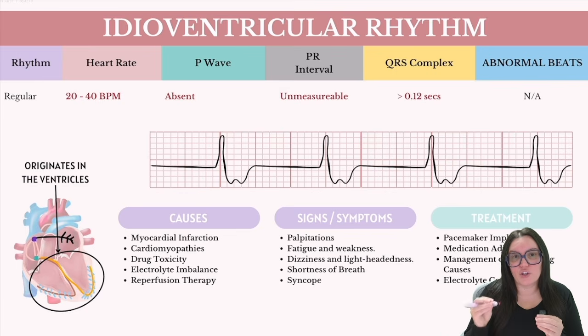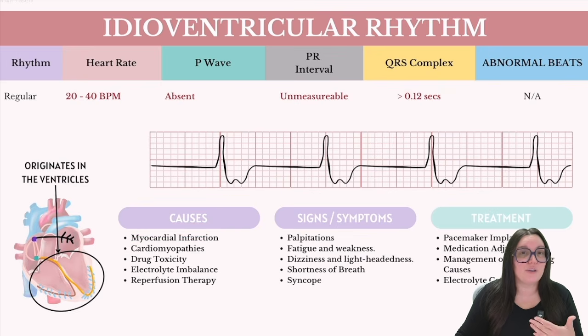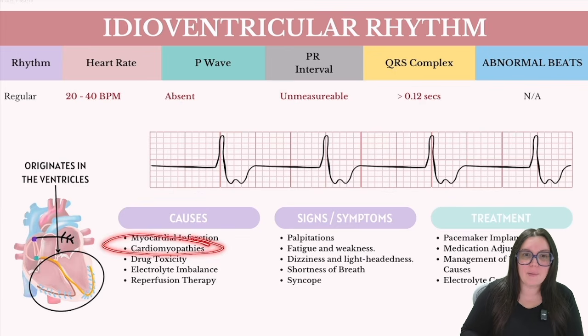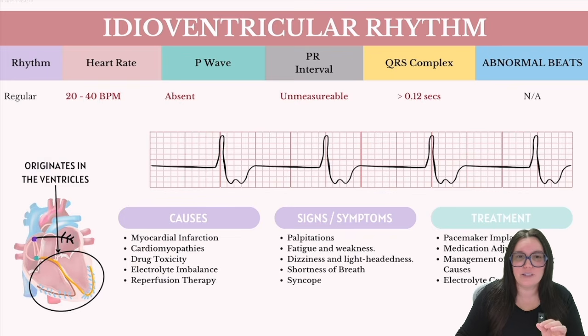So let's talk about the causes. Idioventricular rhythms can occur due to several serious conditions, one of them being a myocardial infarction, also known as a heart attack, especially when the damage impacts the heart's normal conduction system pathways. Next up, we have cardiomyopathies, which are diseases of the heart muscle that impair its electrical conductivity. As always, if we see drug toxicity taking place, there are certain medications that can depress the normal function of our SA and our AV nodes.